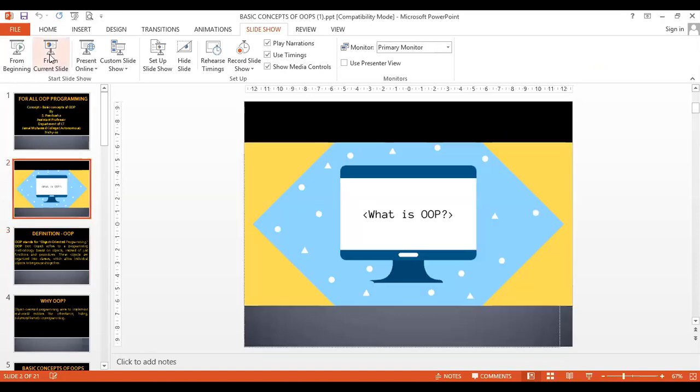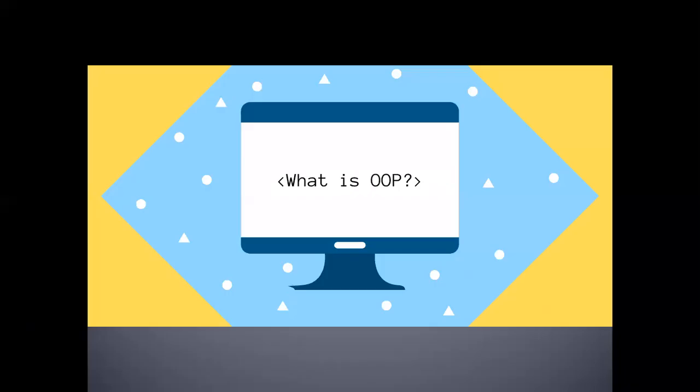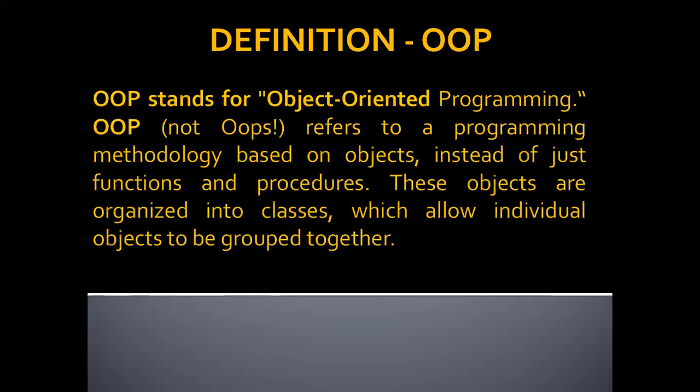So what is object-oriented programming? Object-oriented programming is not OOPS. It refers to the programming methodology based on objects instead of just functions and procedures. In the C programming language, we mainly focus on functions and procedures, but not objects. But in C++, we focus on objects. These objects are organized into classes, which allow individual objects to be grouped together.